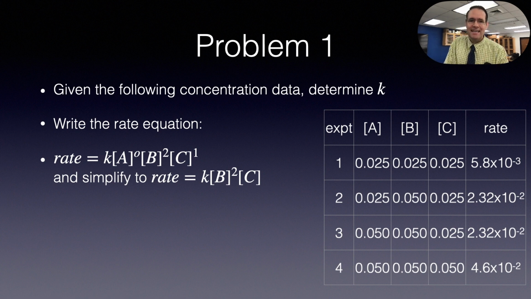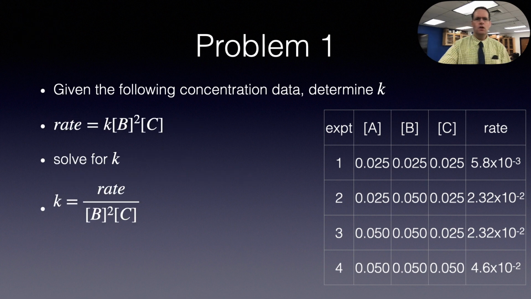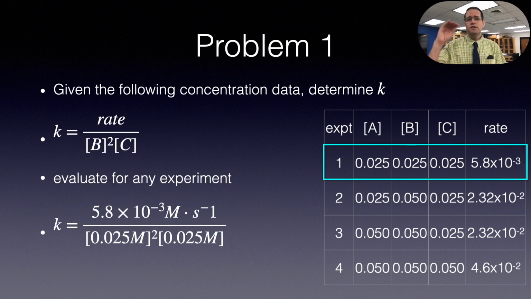Now we can finally answer the question, determine K. So how do we determine K? Well, first, what you need to do is solve for K, all right? So K is equal to rate divided by B squared times C, so that's just algebra there, okay? And then what you can do is you can use any experiment to plug in and evaluate K. I just typically use experiment 1 because it's easier for my eyes to pull out the numbers from the top of the table to enter into the equation.